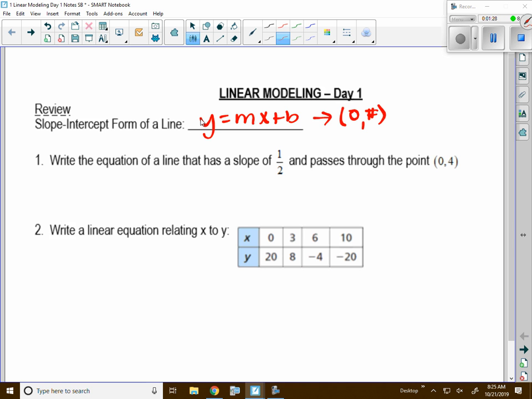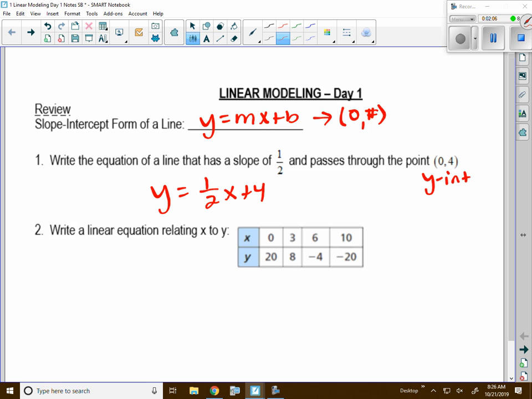Okay, write the equation of a line that has a slope of 1/2 and passes through the point 0,4. So this point 0,4, is that point special? Yes, this is the y-intercept. Like I said, they don't tell you it's the y-intercept. You have to know that based on the fact that it has an x value of 0. So if we were to write this equation, we would get y equals 1/2 x plus 4.